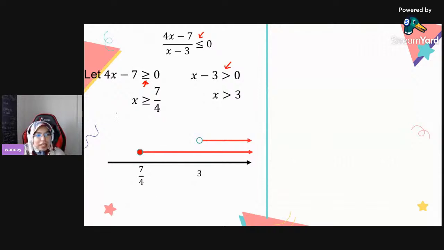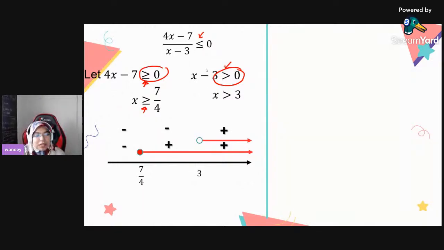And do remember to use a dense circle at 7 over 4 because over here we have the equal sign. So make sure to use the dense circle. And at 3, make sure to use an empty circle. And then since I'm assuming each of them to be greater than 0, on top of the line it should always be positive. Those without the line, it should be negative.